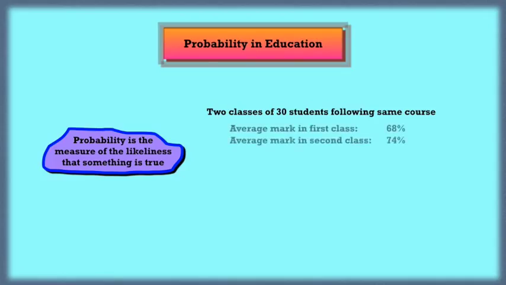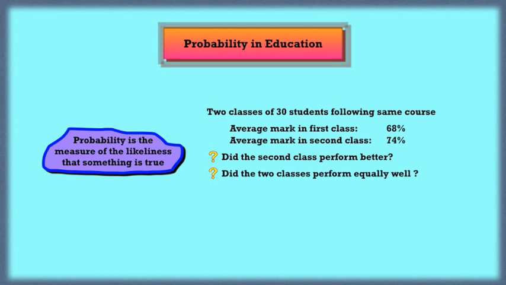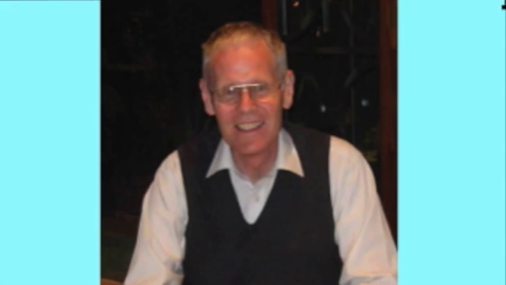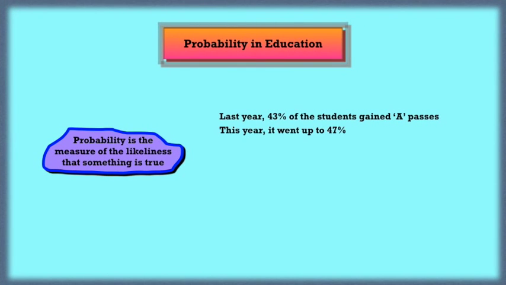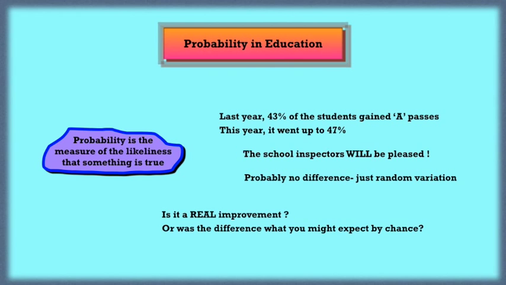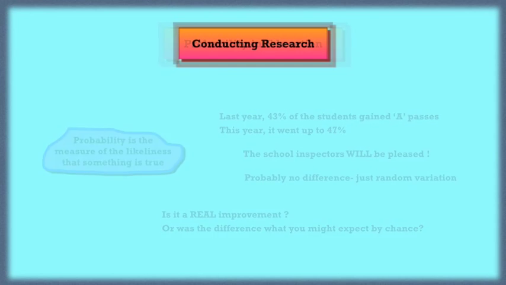Two classes of students. But are they different? Did the second class actually perform better, or was that just chance? Probability helps us to answer that question. What about this one? Last year, 43%, but this year went up to 47%. In general, it'll just be no difference. It's just random variation. So is it a real improvement, or a difference you might expect just by elements of chance? Probability helps us.